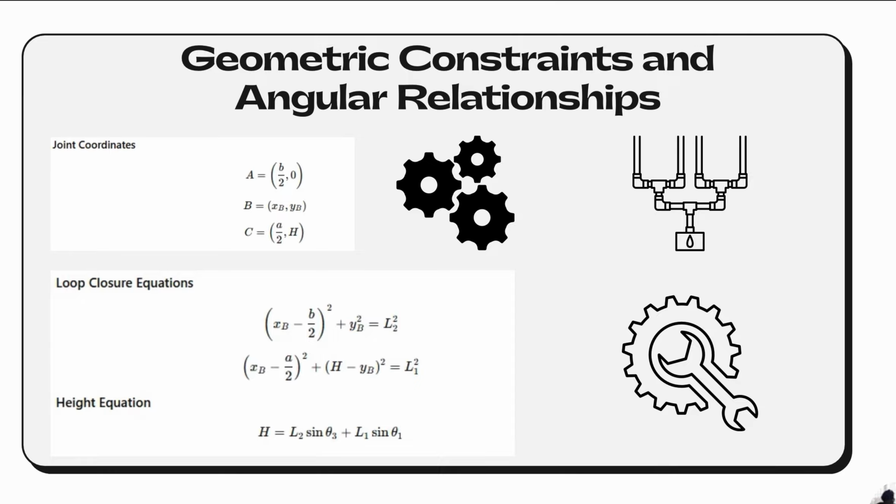Using trigonometric relationships, we express the coordinates of the moving joint B as functions of the link angles. From these relationships, we derive an expression for the total lifting height of the jack, and this equation is important because it directly connects the mechanism geometry with the vertical displacement experienced by the vehicle during lifting.